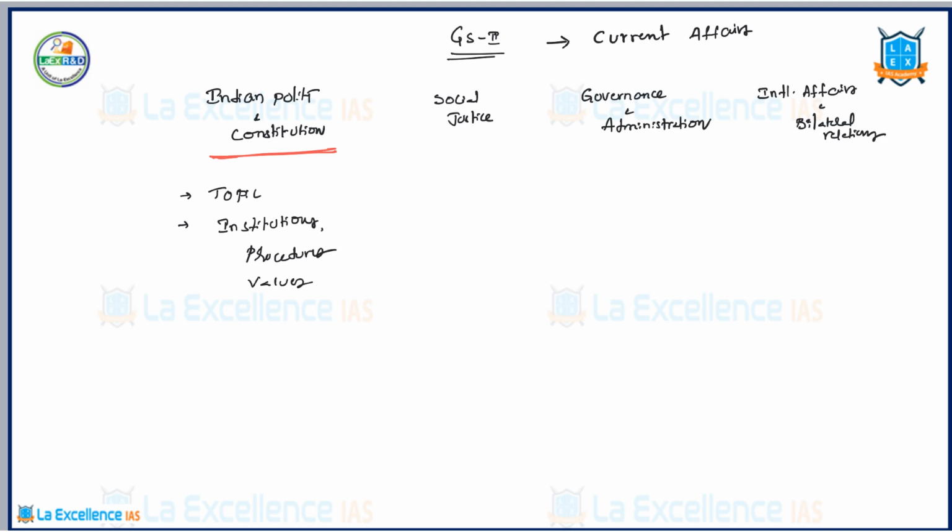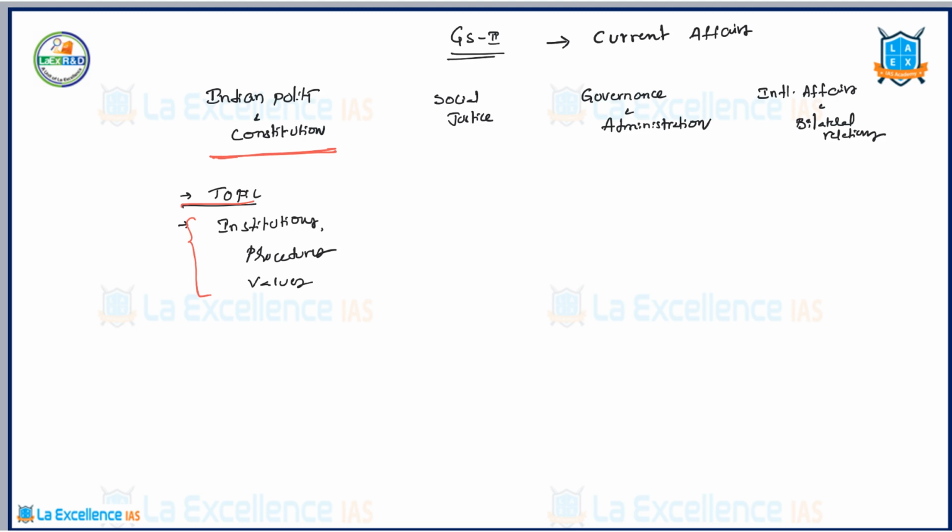So what is the structure and functions? How to maintain the autonomy and independence of that institution? And then what is the procedure for the removal of the SEC? So these all come into the picture over here. So one way we can talk is topic wise, and the second is content wise, which we can call institutions, procedures and processes, and then values of the constitution.